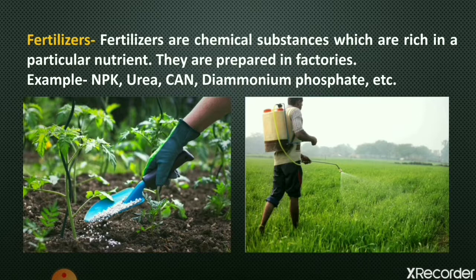Suppose soil is deficient in nitrogen, so we can give urea. Suppose soil is deficient in phosphorus, so we can give NPK, or we can give diammonium phosphate to the soil. And yes, it has so many disadvantages also. First of all, it makes the soil less fertile, means it affects the soil fertility. And it is a very big cause of soil and water pollution.